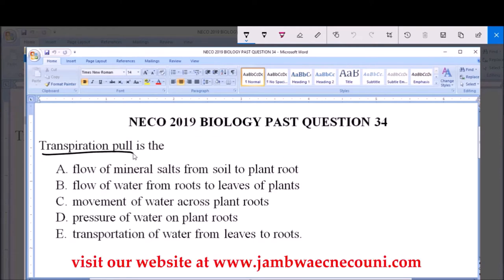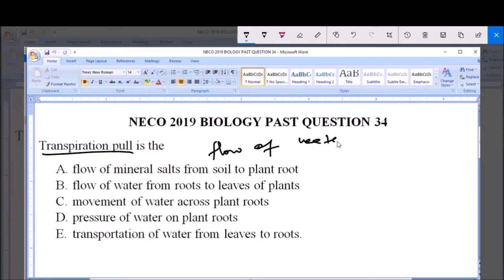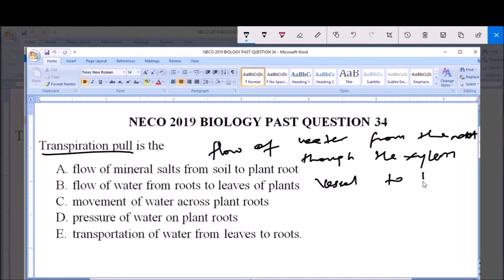Now, transpiration pull. Transpiration pull is the flow of water from the roots through the xylem vessels, that is the vessel responsible for the conduction of water, to the cells of the leaves. And like we know, transpiration on its own simply means the movement or the escape of water from leaves, that is the stomata of leaf, in form of water vapor to the environment.